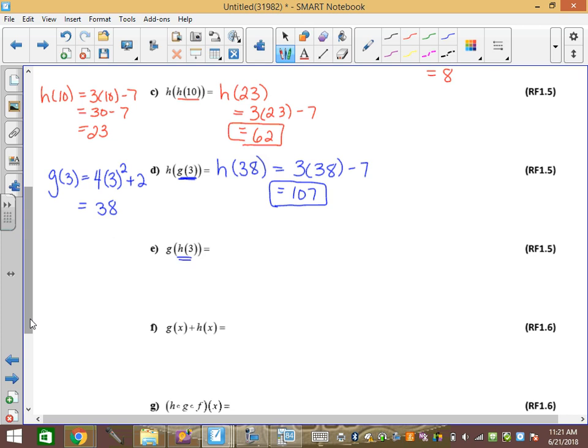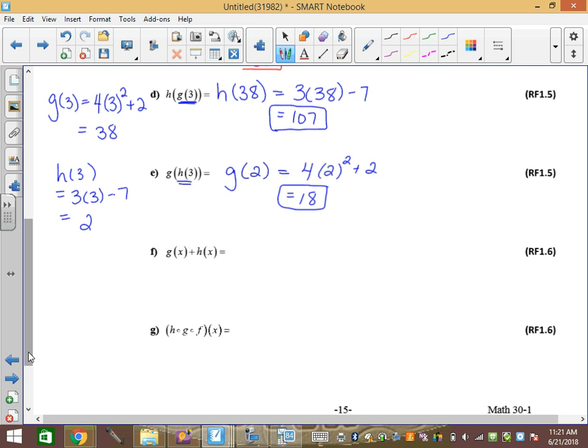h of 3 off to the side equals 3 times 3 minus 7, which is 9 minus 7, which is 2. And now I can fill 2 in for h of 3. So I'm going to do g of 2. g of 2 is 4 times 2 squared plus 2, which is 18.